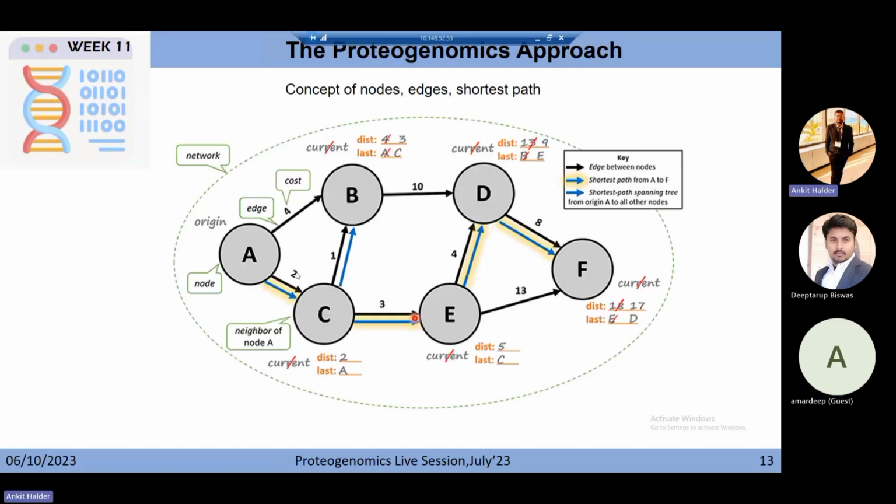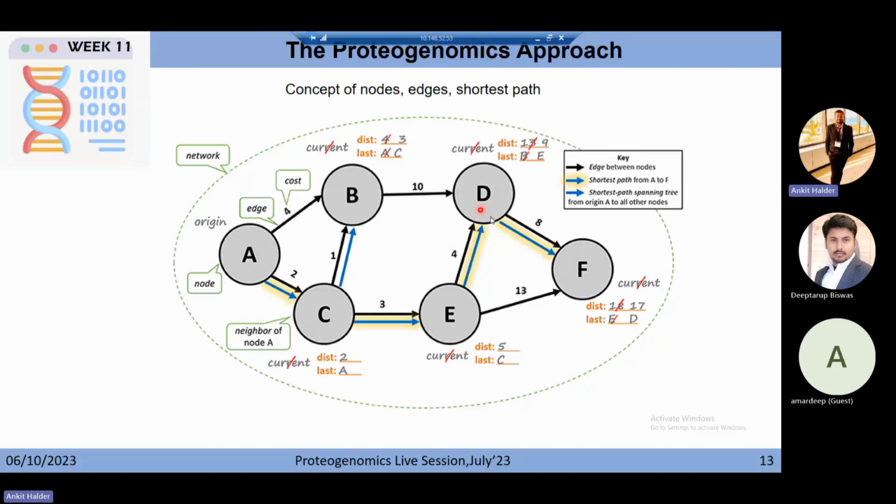Now, what is the concept of nodes and edges? This is a network. Here is the edge between nodes, and then the shortest path from a to f. If you want to traverse from a to f, you can go through this path, or this path, or this path, or this path. So going from a to f, there are so many possibilities.